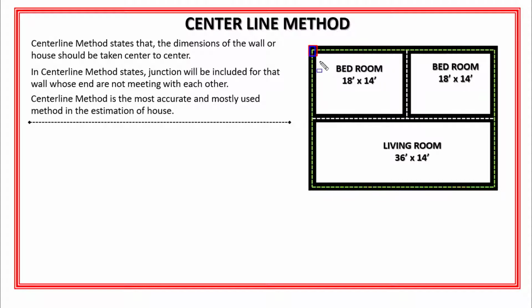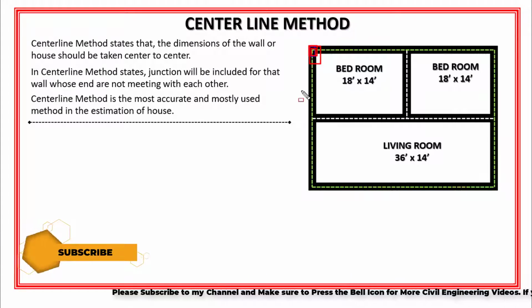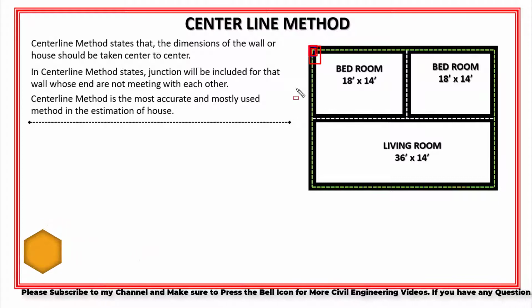Also, this green center line has no junctions because both ends of this green center line are meeting with each other. Or let's say that both ends of this green center line are connected with each other. So I don't have to consider any junctions for this green center line. Okay. Now the second center line will be drawn at the center of these partition walls.